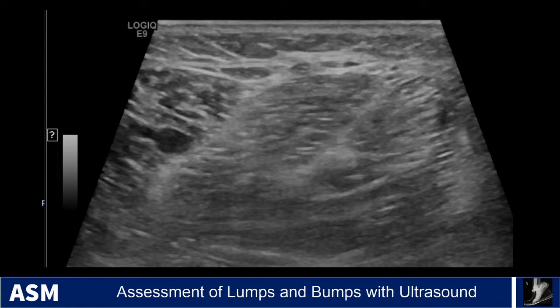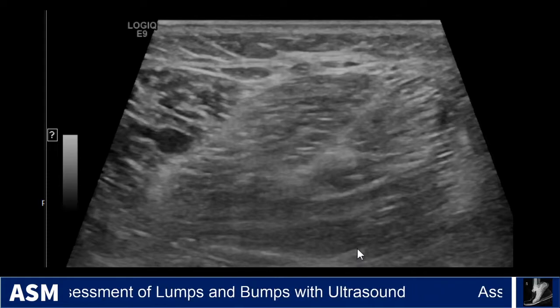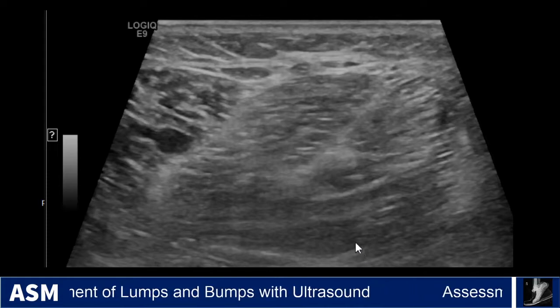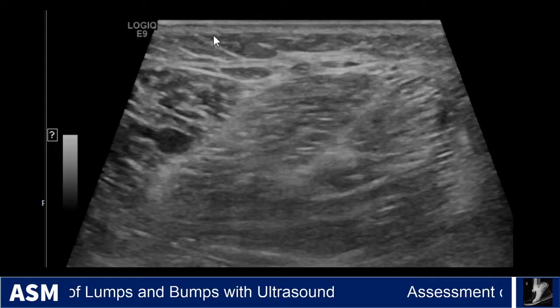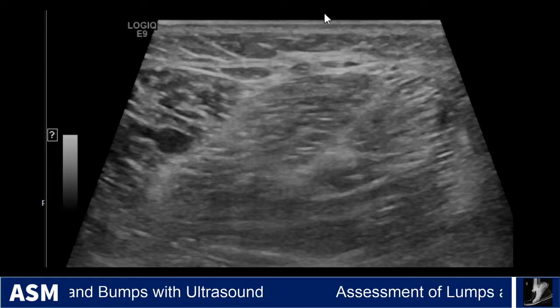Case 9 is an older gentleman with a mass along the posterior aspect of his knee. An ultrasound was ordered to look for a Baker's cyst. Just to review the anatomy, the skin is the most superficial part, with the probe being right here.